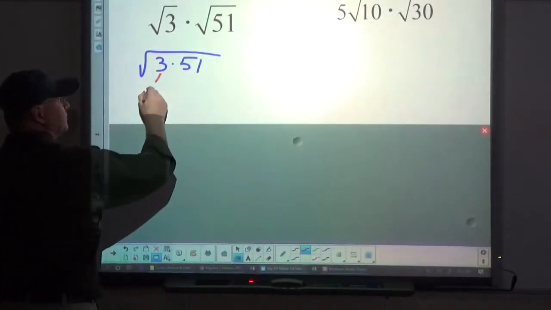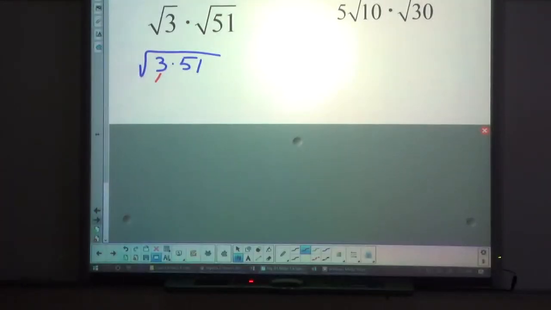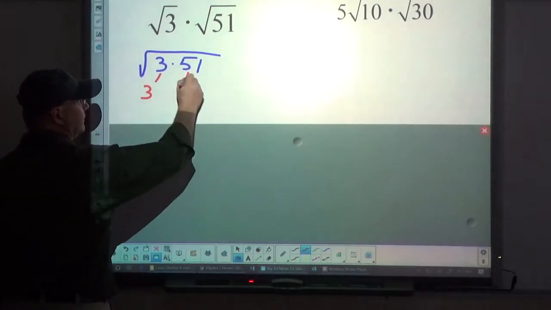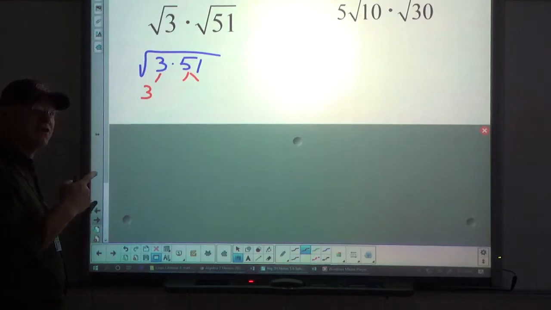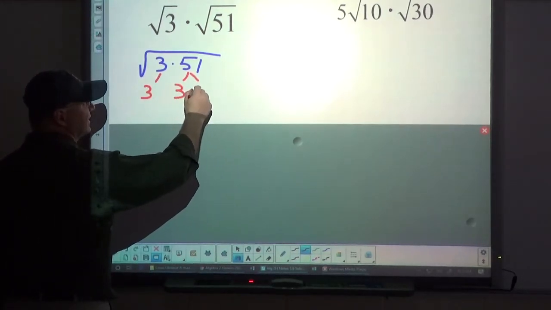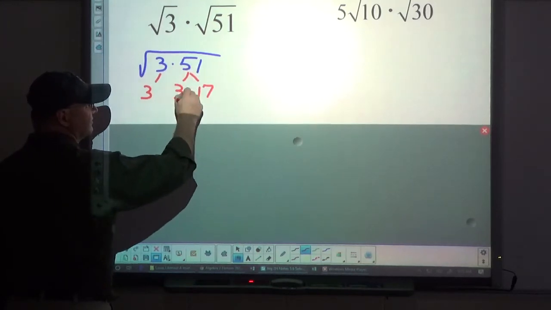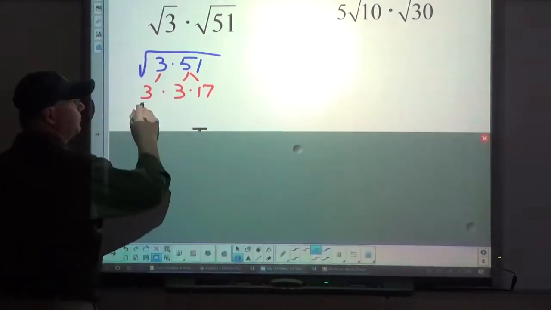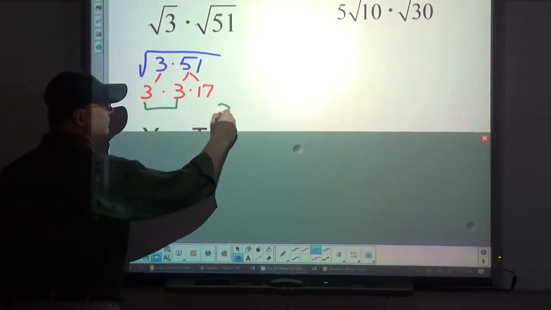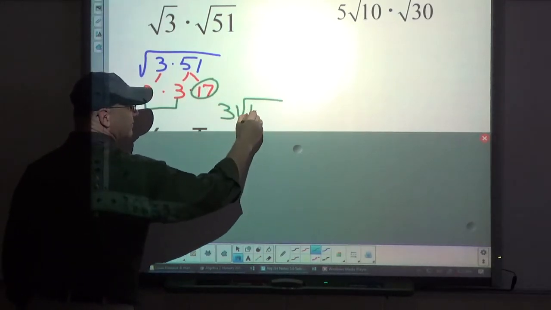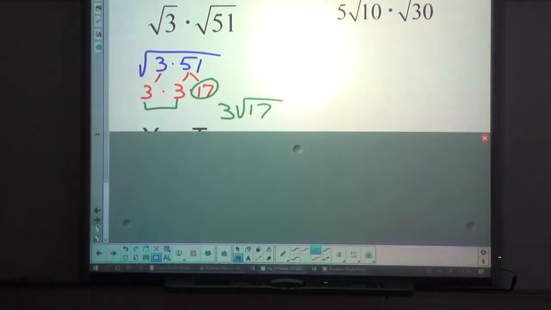Now, I'm not going to multiply them together because I'm just going to break them apart anyway. So I'm going to write the 3, and then we know 3 goes into 51 I believe 17 times. Yes, 17 times. So I have a pair of 3's on the outside, and the 17 stays inside, and that would be my answer to that original multiplication problem.